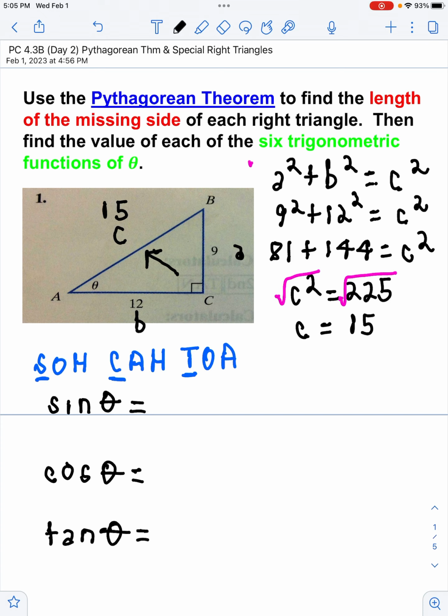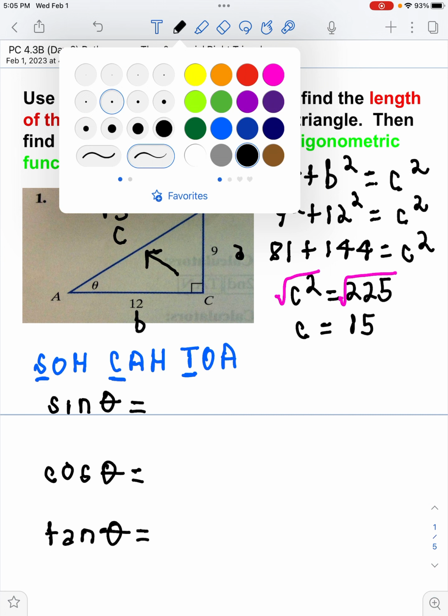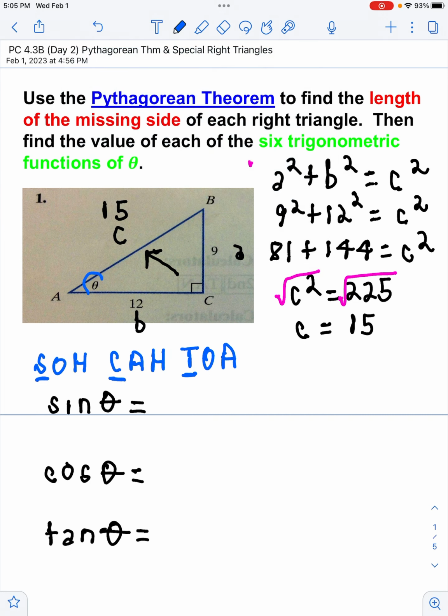So I'm going to start with the sine for our angle theta, and as we look at our diagram, theta is right here. You might also call it angle A, but the side opposite the angle theta is the side across the triangle, which in this case would be the side labeled as 9, and the hypotenuse is the side labeled as 15 that we just found.